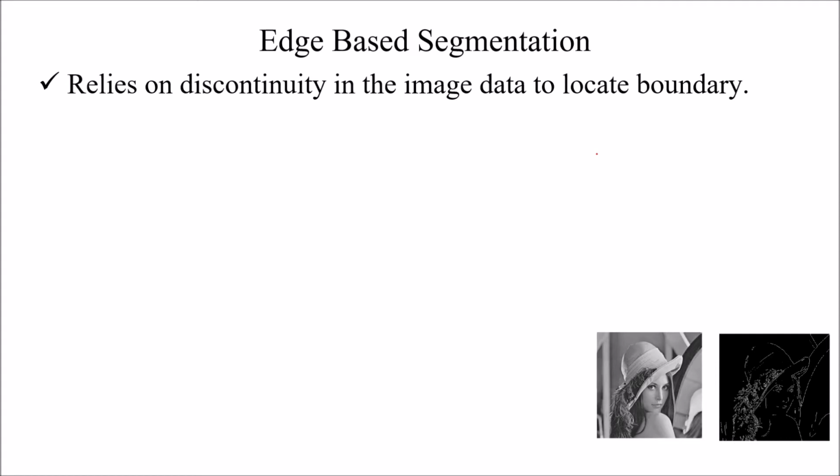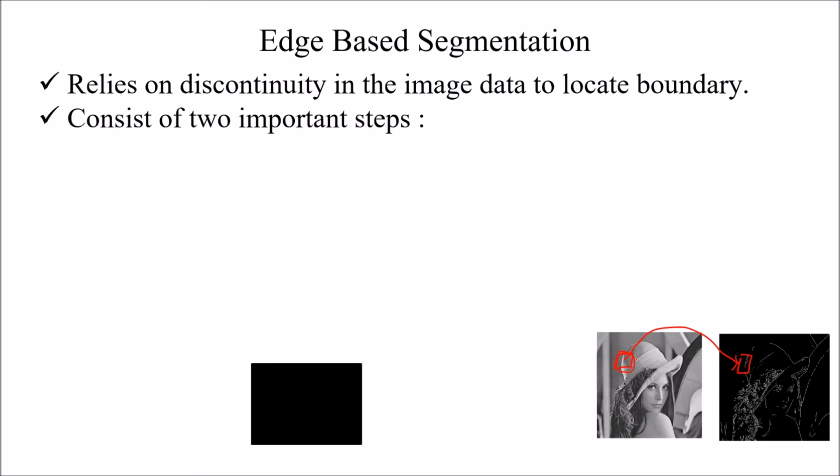For the edge-based segmentation, as I mentioned previously, it relies on the discontinuity in the image data to locate the boundary. For instance, for this image, if I construct a simple window here, this window will be represented as an edge in the right area. The edge appears here because we have some discontinuity of the pixel gradient inside of the constructed window area. Edge-based segmentation can be divided into two important steps.